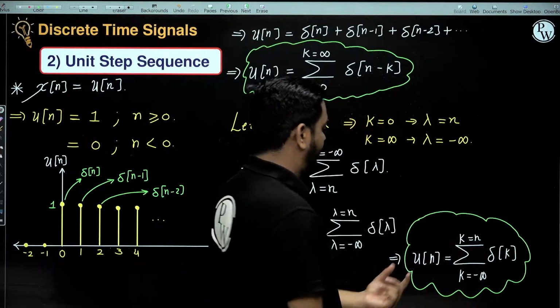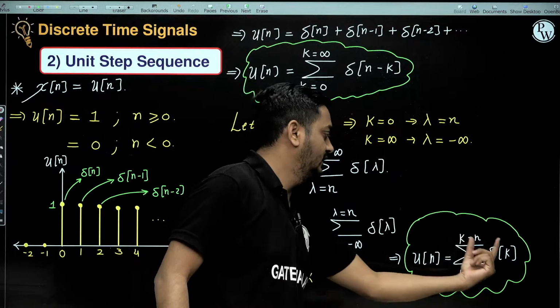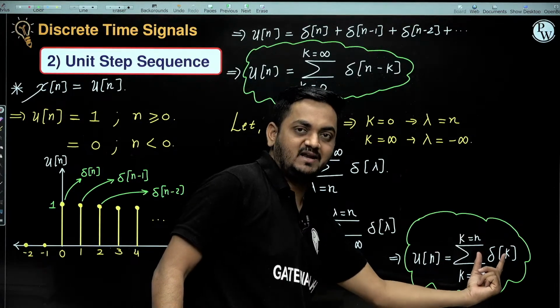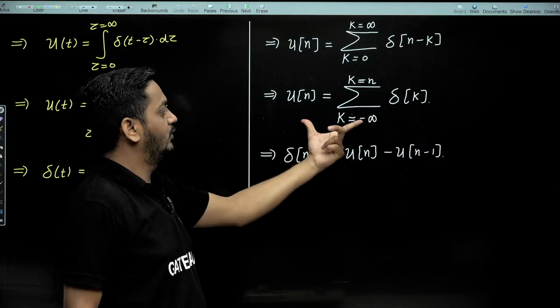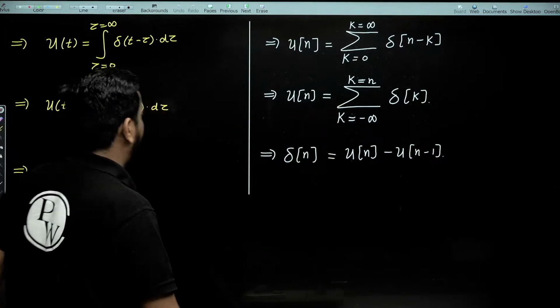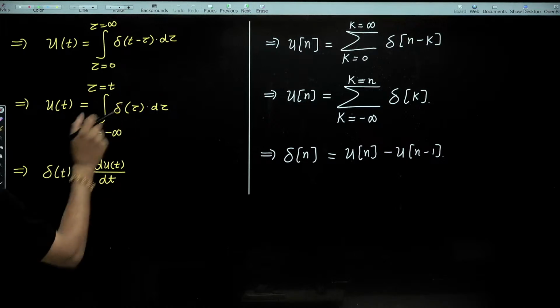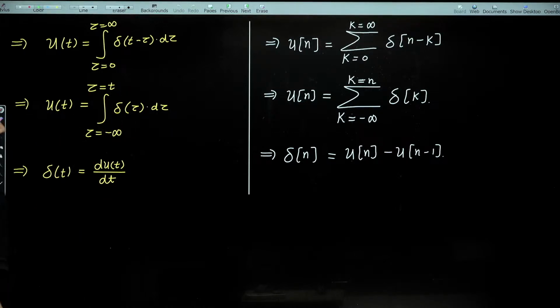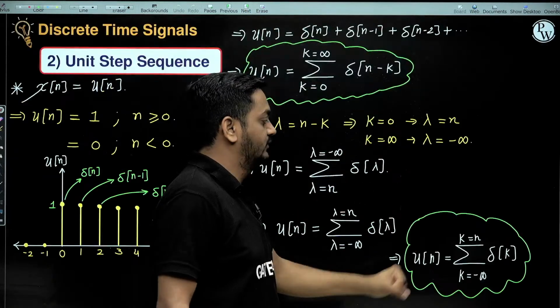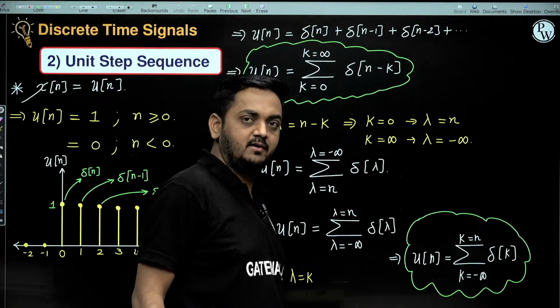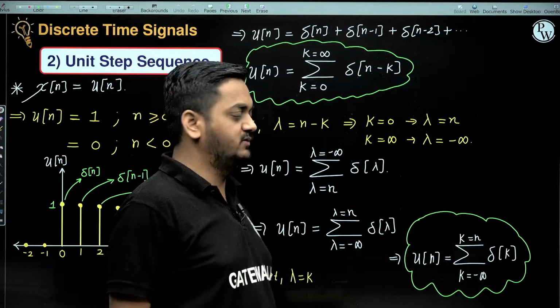Means unit step sequence you can represent in the impulse train guys, or impulses. So see here we got the same answer. Here we got by comparing with this one guys, buy one get one free offer. Okay, comparing with continuous time, and here we derived. Got it? Clear to each and everyone? Any doubt in this? This is very much important.